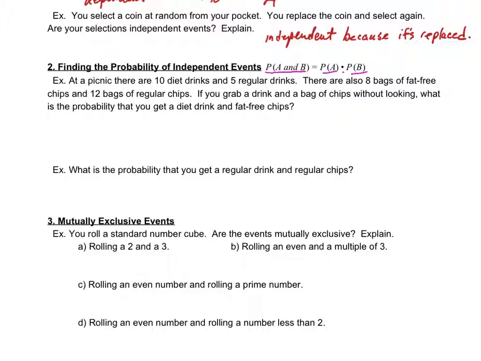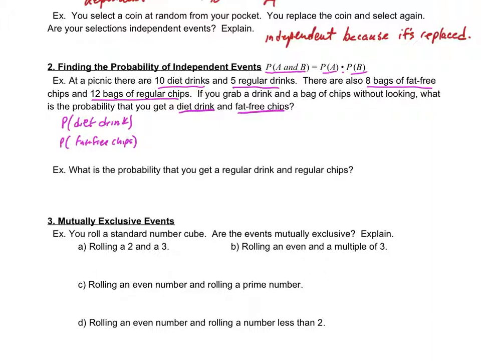So we talk about a picnic where there are 10 diet drinks, 5 regular drinks, and also 8 bags of fat-free chips and 12 bags of regular chips. If you grab a drink and a bag of chips without looking, what is the probability that you will get a diet drink and fat-free chips?